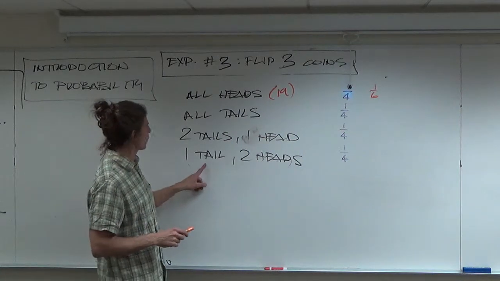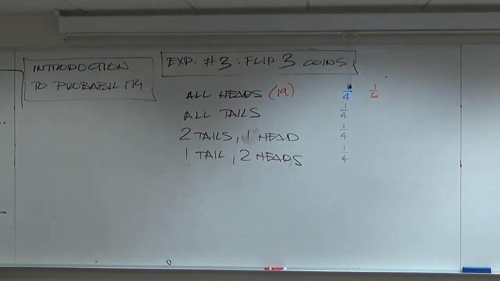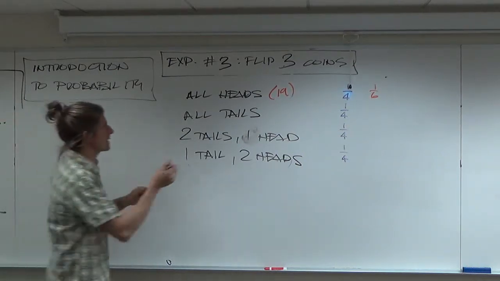While we're there, let's go with all tails. How many times did we get all tails? So a sweep of tails, TTT. TTT. 1, 2, 3, 4, 5, 6, 7, 8, 9, 10. 29 of those.